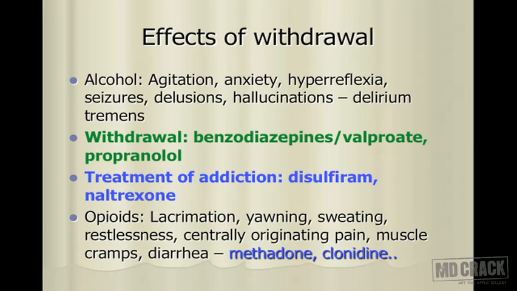Next, as far as opioids are concerned, once again for your revision, the effects of withdrawal include lacrimation, yawning, sweating, restlessness, centrally originating pain, that's hyperalgesia, leading to severe muscle cramps and diarrhea. And we manage opioid addiction with a strong, long-acting opioid agonist in the form of methadone, and you can also use clonidine to manage the opiate addiction.